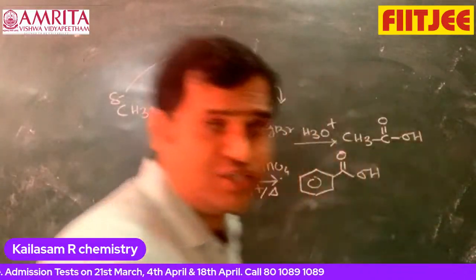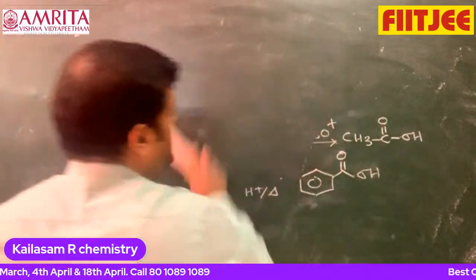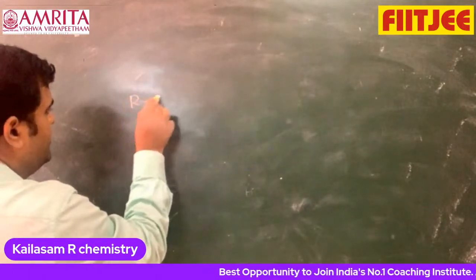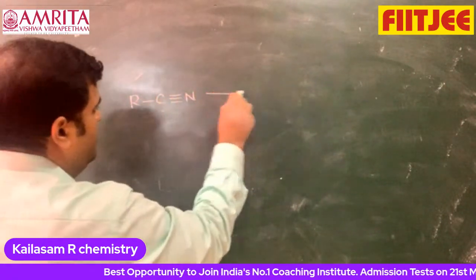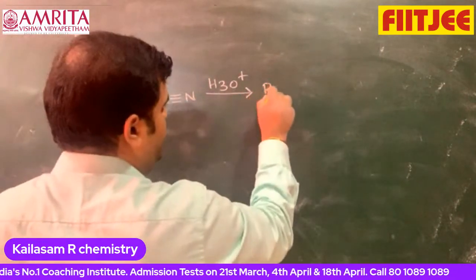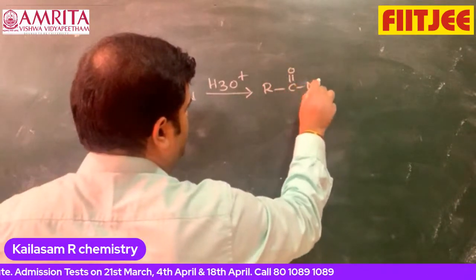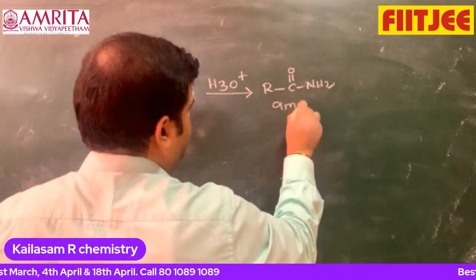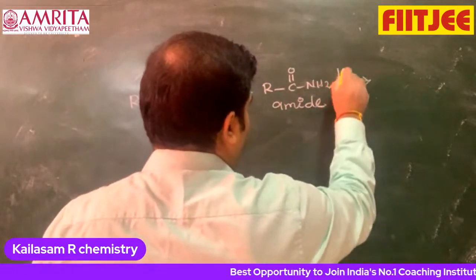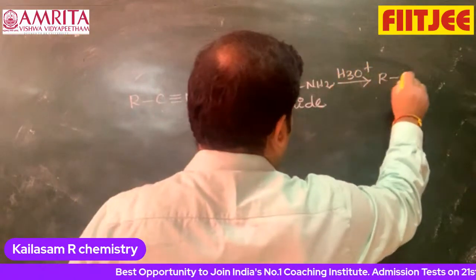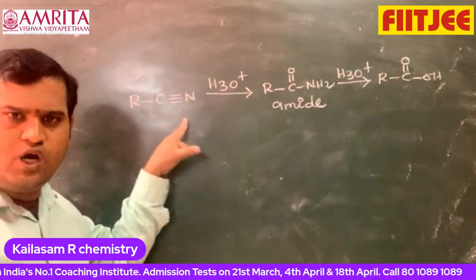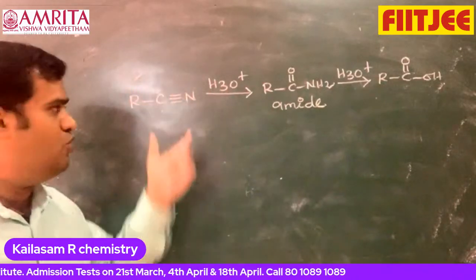Now next, very important, hydrolysis of alkyl cyanide. Look at this, R C triple bond N. In the presence of H3O plus, acidic medium, we get R C double bond O NH2, which is called an amide. Now this amide on further hydrolysis, I am going to get R C double bond O OH, which is called carboxylic acid. That means cyano compounds undergo hydrolysis in both acidic as well as basic medium. How does this happen?